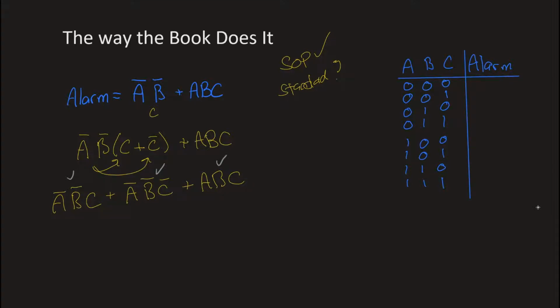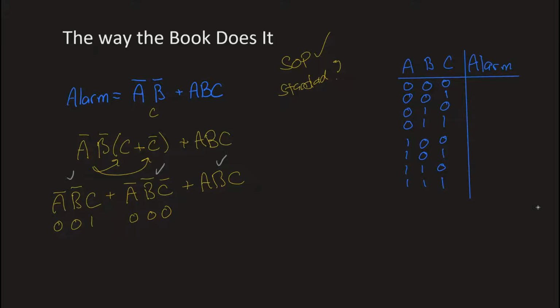And so now that we have it in standard form, we can really easily find where the true points would be, right? This first one is going to be true when A is 0, B is 0, and C is 1. Because the A and the B get inverted, so they get turned to 1s, and then we have 3 1s going to an AND gate. This one will be true when A is 0, B is 0, and C is 0, because they both have the inverts on top.